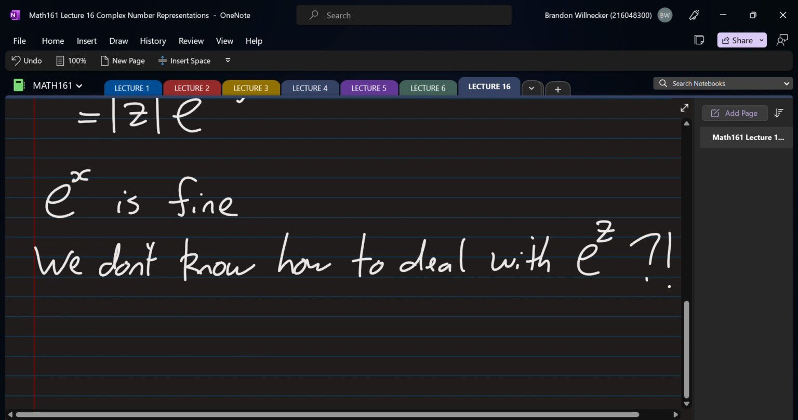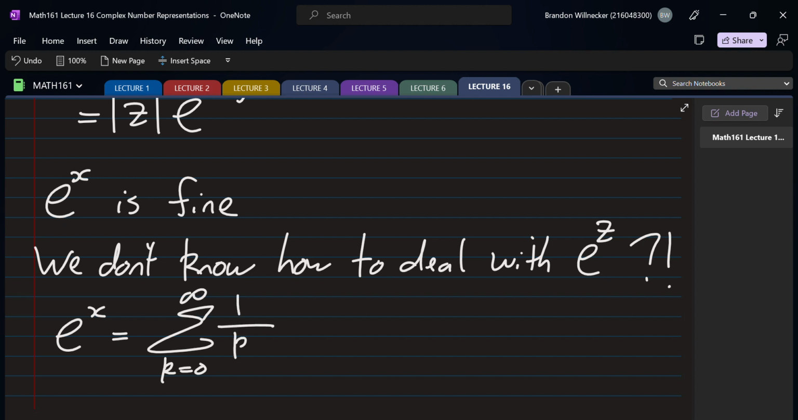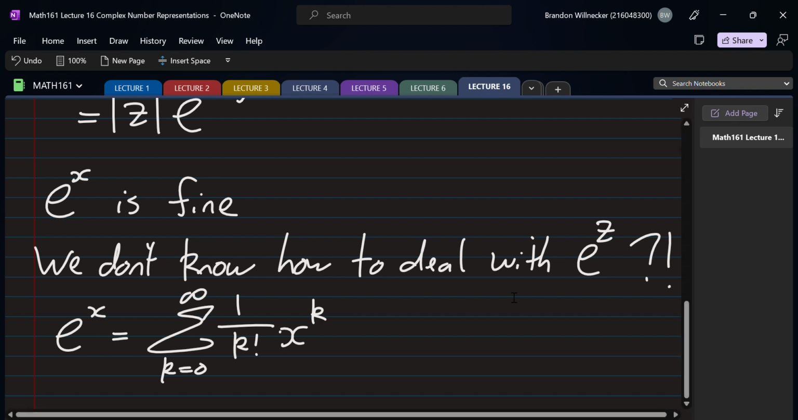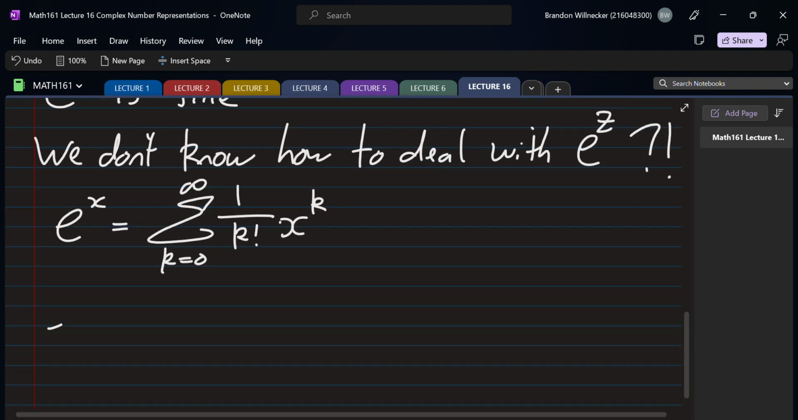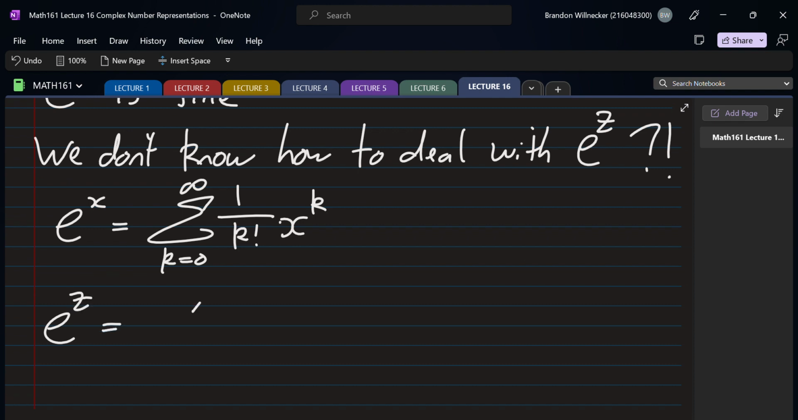The way we deal with this is by looking at the Taylor series of the function. So e to the x gives us a Taylor series, the sum from k equals 0 to infinity of 1 over k factorial x to the k. And in moving from this real number x to this complex number z we just do a replacement. So e to the z is equal to the sum from k equals 0 to infinity of 1 over k factorial z to the k.